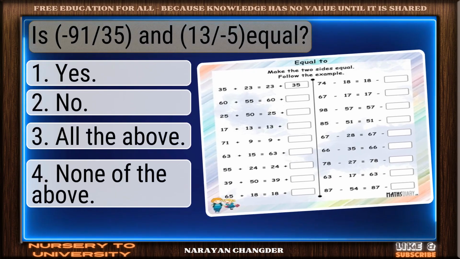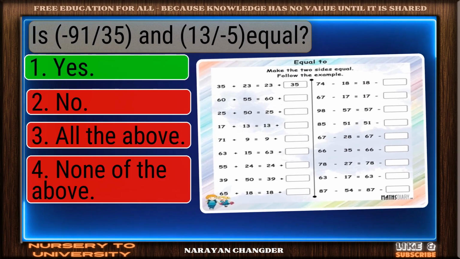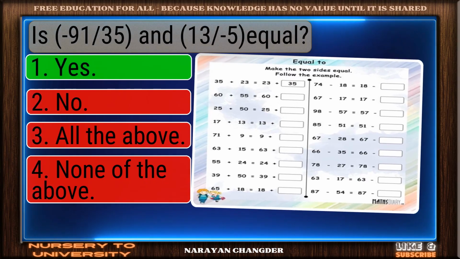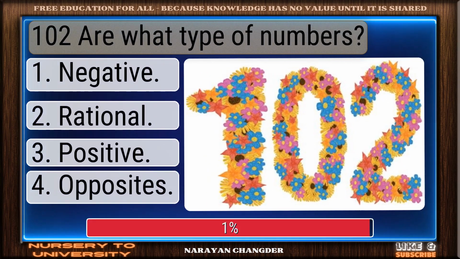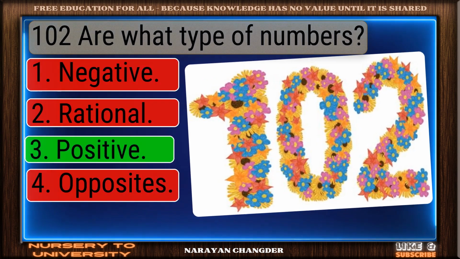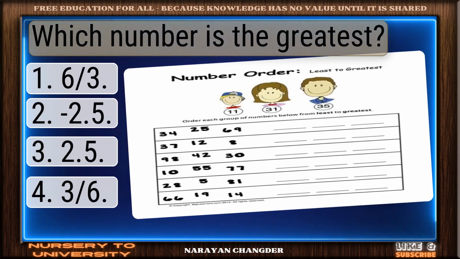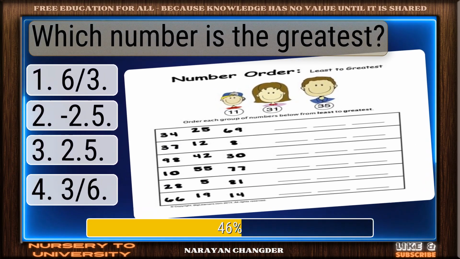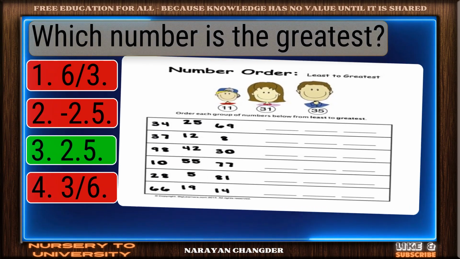Question number 133 is an equation. Nice selection. Yes is the correct and valid answer. Question number 134. 102 are what type of numbers? Sharp thinking. Positive is the right choice. Question number 135. Which number is the greatest? Correct. 2.5 is the right answer.